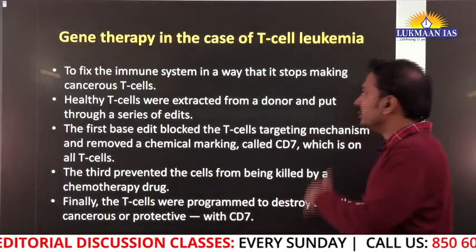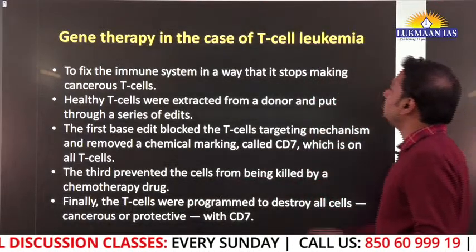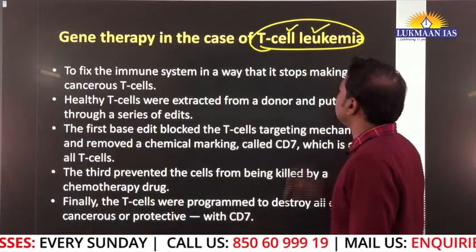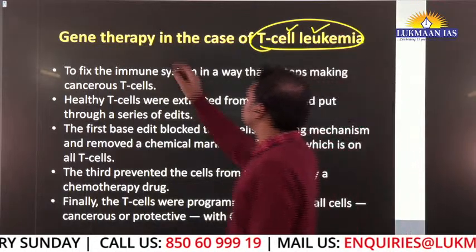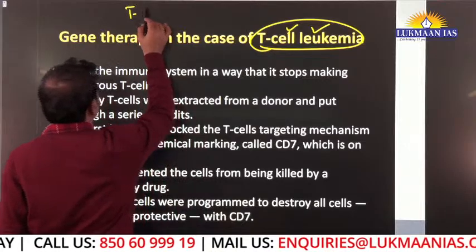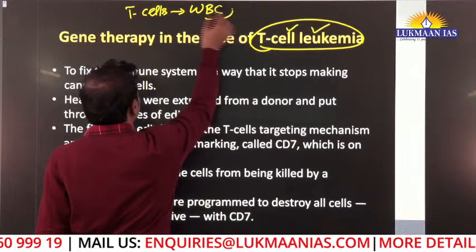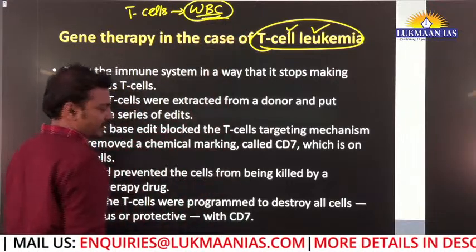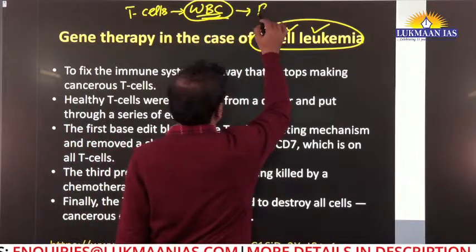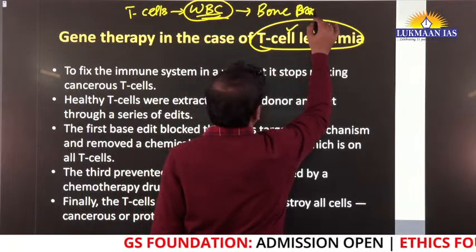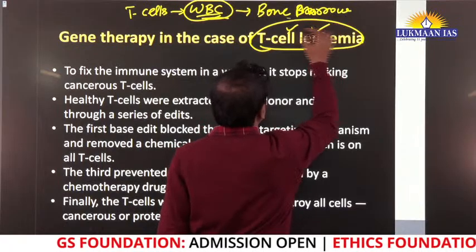Now gene therapy in case of T cell leukemia. First of all, we should understand what T cells are and what T cell leukemia is. T cells are basically T lymphocytes. They are part of white blood cells. Where are white blood cells produced? In the bone marrow. So the bone marrow is where these white blood cells or T cells are produced.